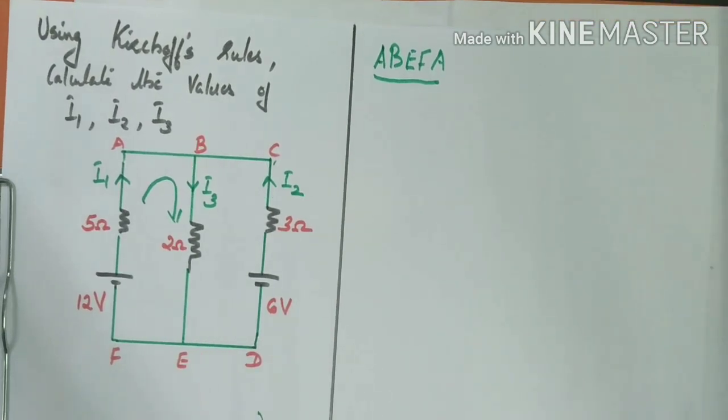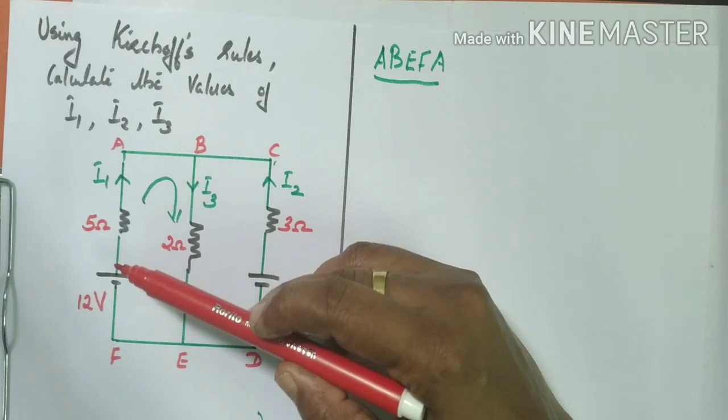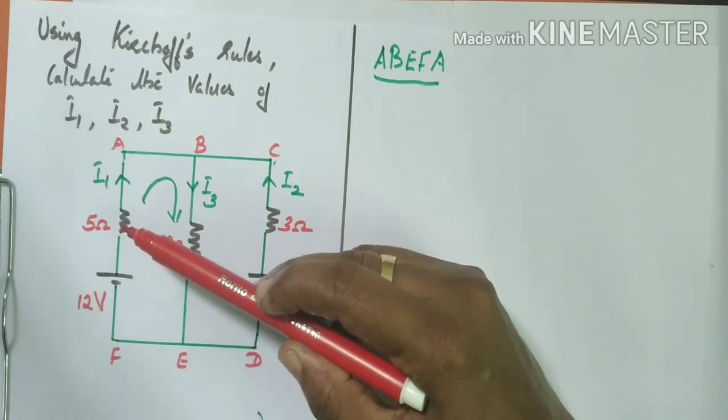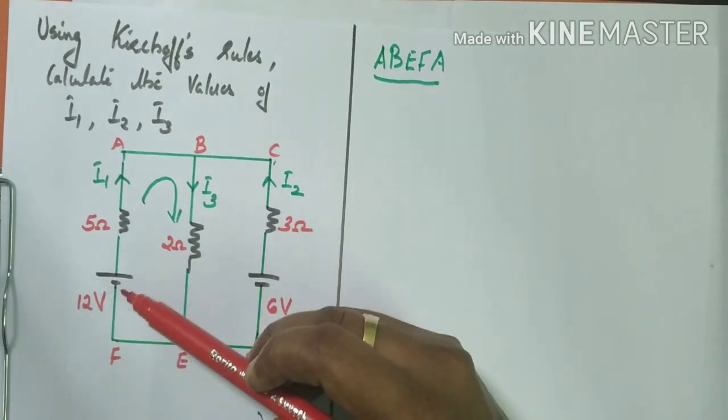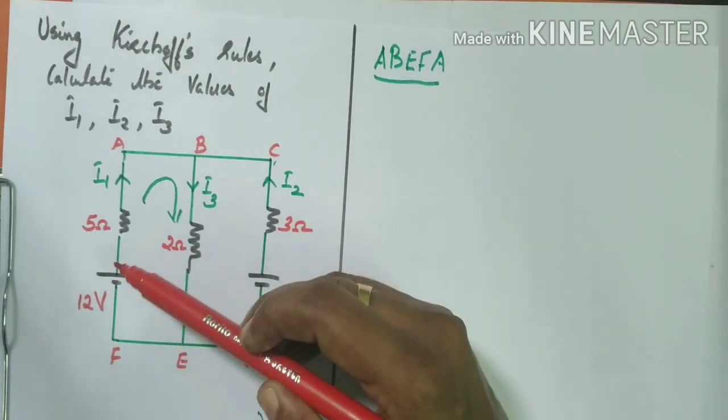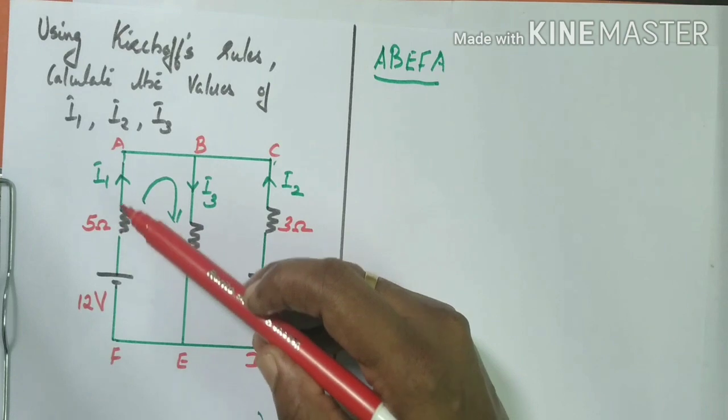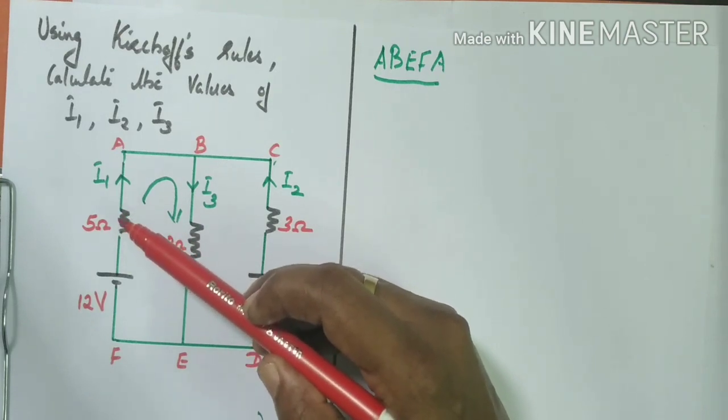Kirchhoff's loop rule says the total potential difference, the algebraic sum of potential differences in a closed loop, is equal to 0. Here there are three elements. 5 ohm is a resistance in the loop, 2 ohm is another element, and the cell is there in the loop. So the potential difference is equal to 0. So what is the potential difference across 5 ohm?